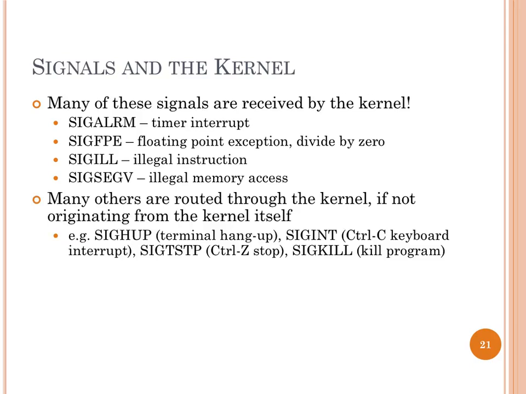Then you have other ones which are routed through the kernel, because remember that the kernel is a trusted intermediary between processes. So one process wants to terminate another process. You hit Control-C in your command shell. Your command shell makes sure that that Control-C makes it to your program. Same thing with Control-Z. Does anybody do Control-Z to put their programs in the background or just to suspend them for a while? A few of you do.